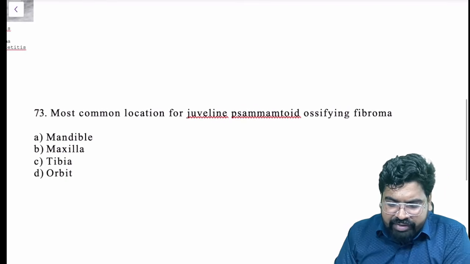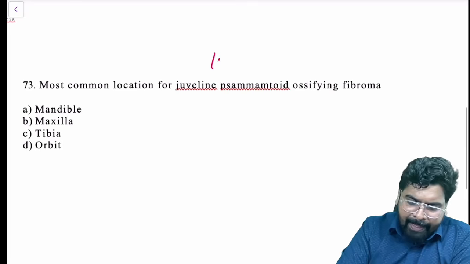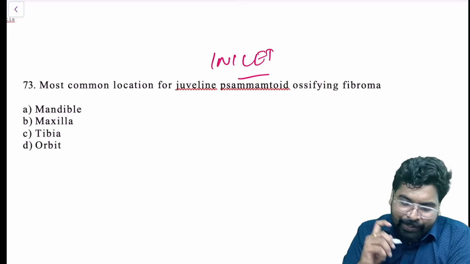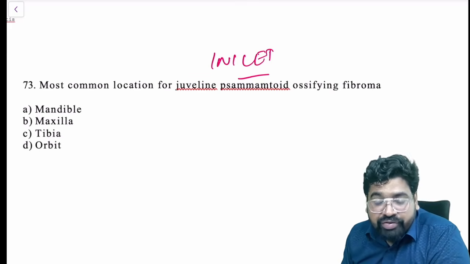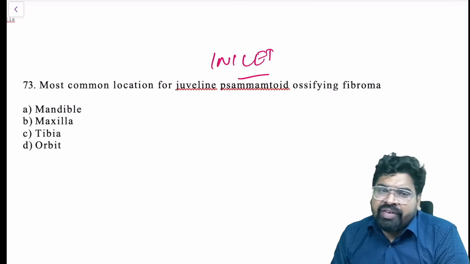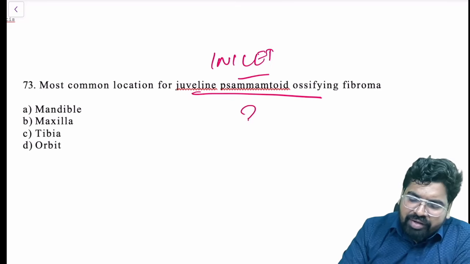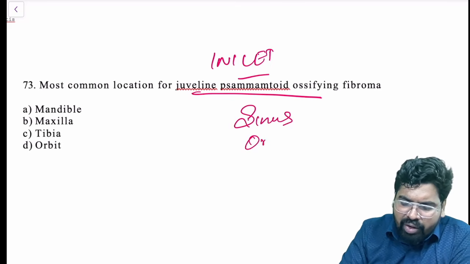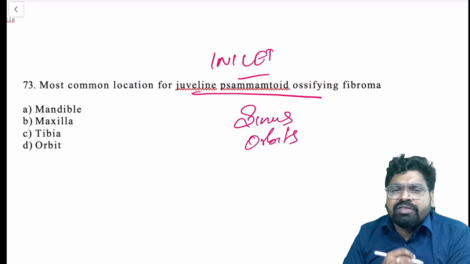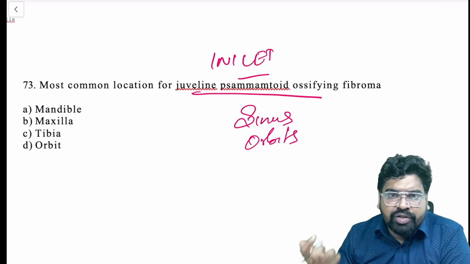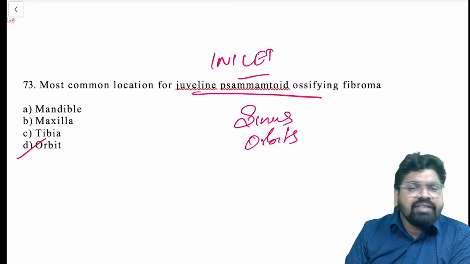Yes, this is an INICET paper, 2022. Most common location of juvenile psammomatoid ossifying fibroma. The most common location for juvenile psammomatoid ossifying fibroma is your sinus as well as your orbits. Whereas trabecular juvenile, it is mostly your jaw. So from the options, the answer is orbit.